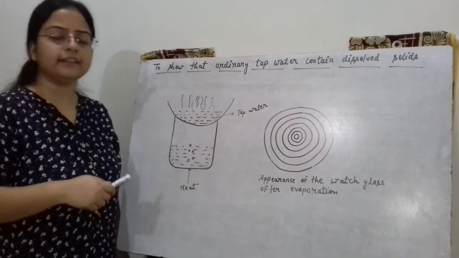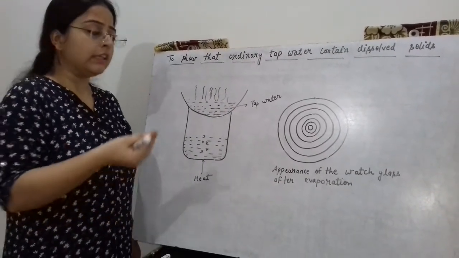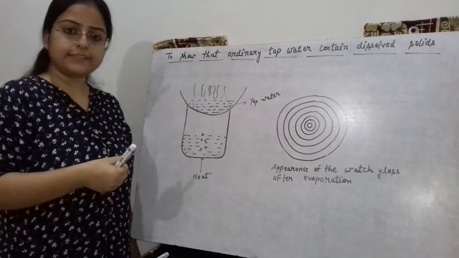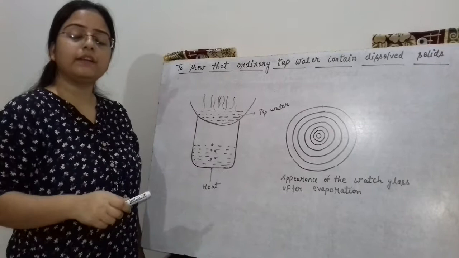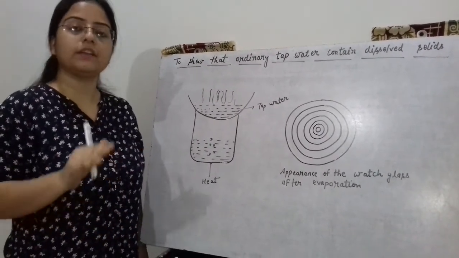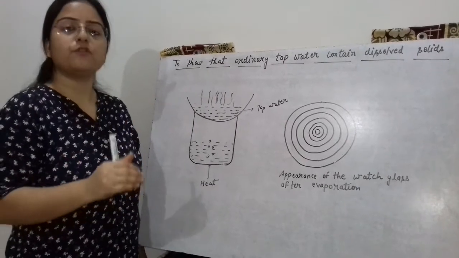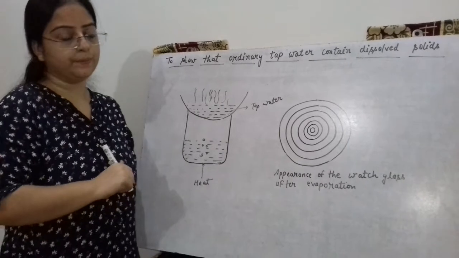So we can say that tap water, river water, well water, they all contain dissolved solids and in their case these concentric rings are formed, but rain water and distilled water do not contain any dissolved solids and therefore in their case no concentric rings are formed.